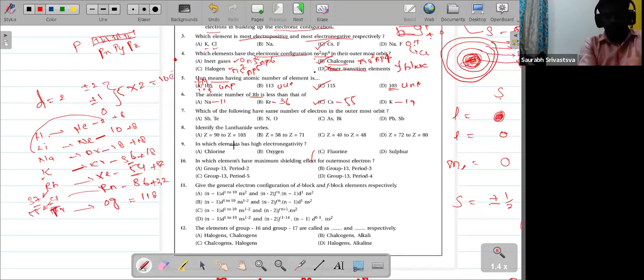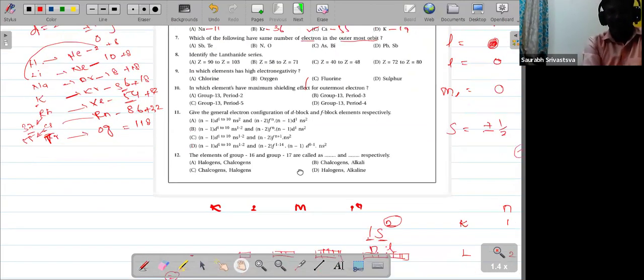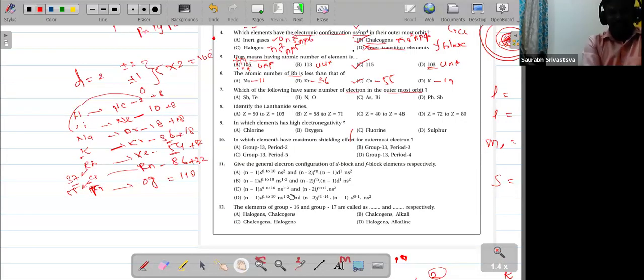Okay, clear? And next, which of the following has the same number of electrons in the outermost orbit? Outermost orbit means outermost shell. So first we should know the element. How can we identify the element? Based on that, we can identify. This one we need to work on somewhat. So we need to remember. Otherwise, we will not be able to answer that question.